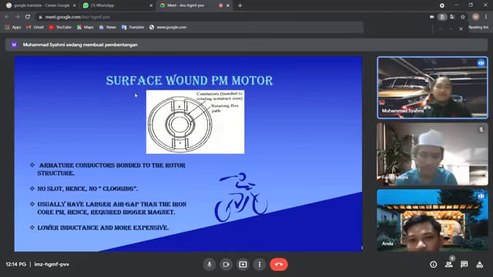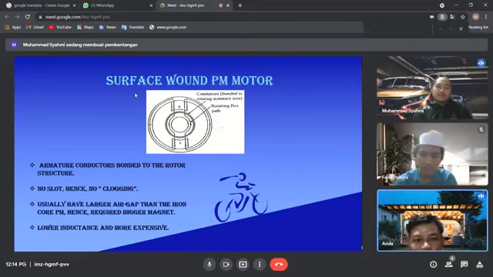This is the surface wound PM motor. First, armature conductors are bound to the rotor structure. Second, no slots, hence no cogging. Third, usually has a larger air gap than the iron core PM, hence requires a bigger magnet. And last, lower inductance and more expensive.